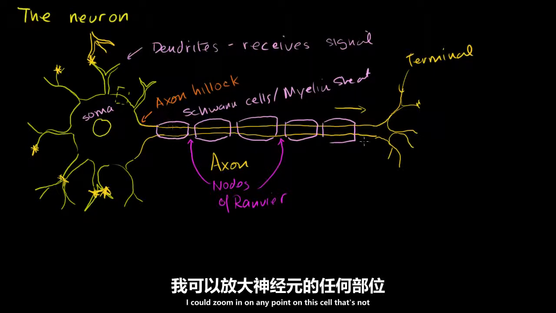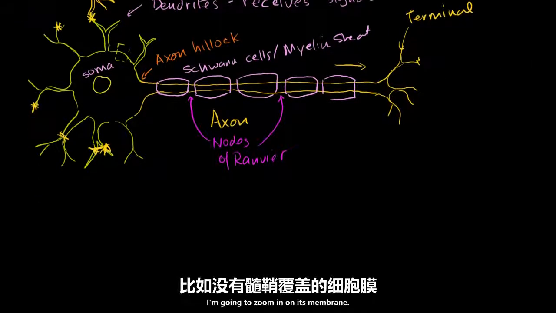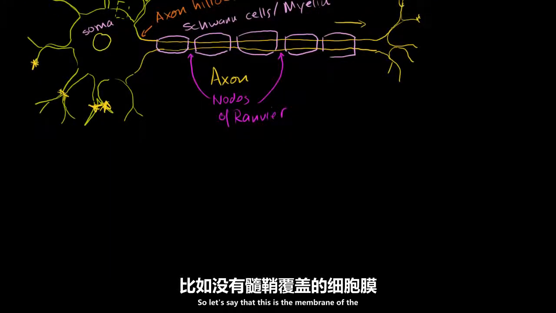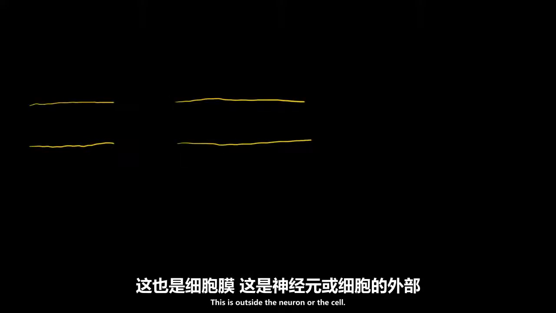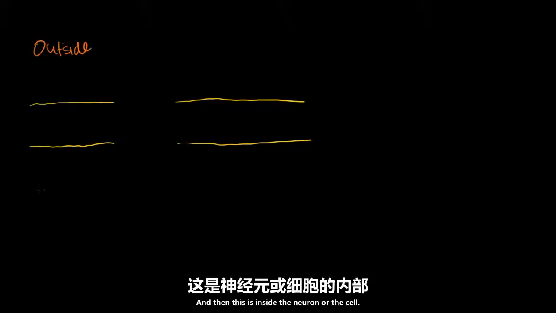Right there. I could zoom in on any point on this cell that's not covered by a myelin sheath. And I'm going to zoom in on its membrane. So let's say that this, let me go down here. Let's say that this is the membrane of the neuron, just like that. That's the membrane. This is outside the neuron or the cell. And then this is inside the neuron or the cell.